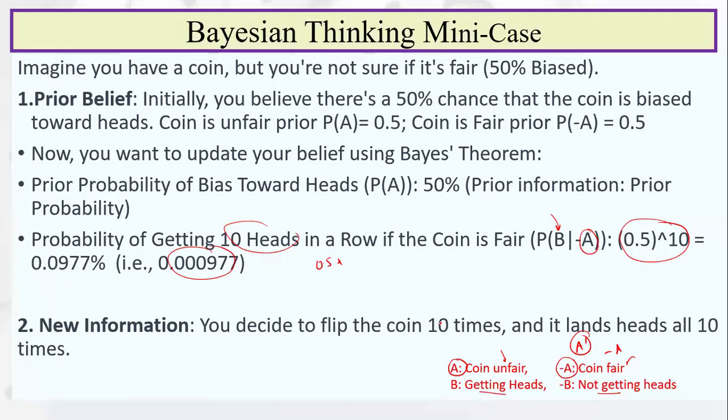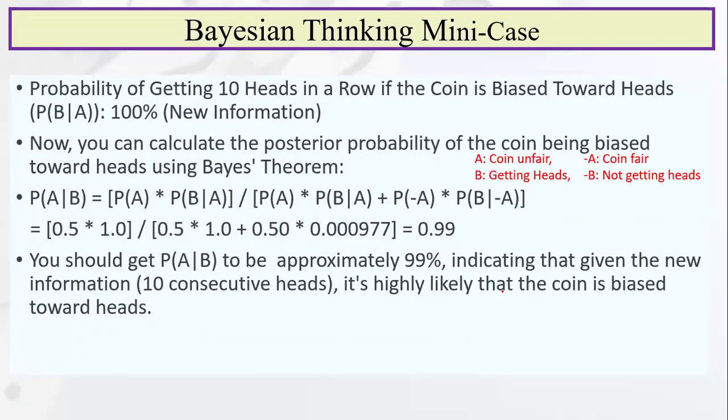So you decide to flip it 10 times, and it lands heads all 10 times. But you really want to find out the probability that it is a fair coin given that you really got 10 heads. So you can also find out the other way around. A is, I got 10 heads. What is the probability it is an unfair coin? Do you understand me?